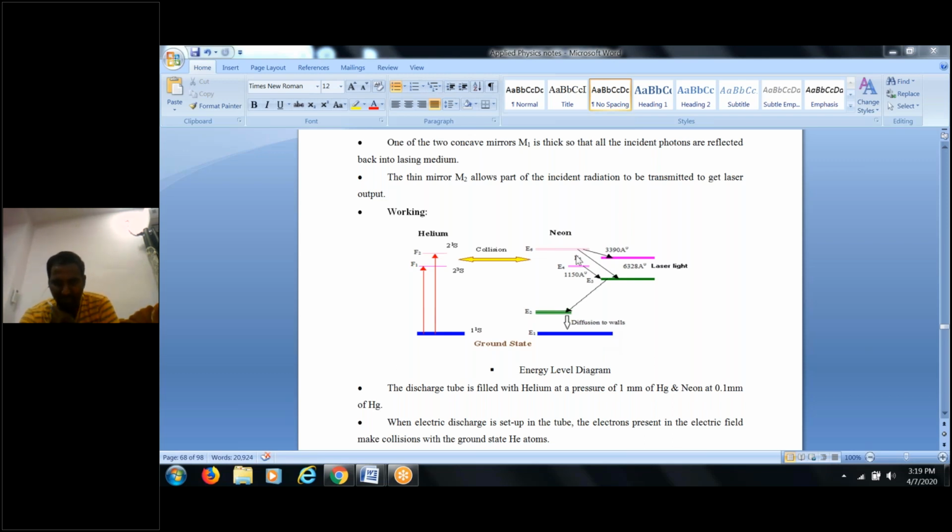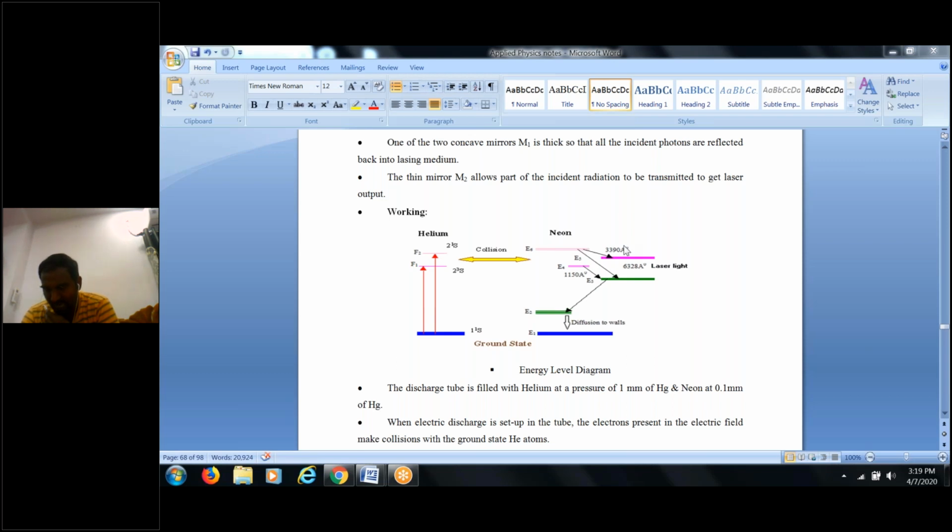Right? So what happens? Once the neon atoms are present at higher energy level, the helium atoms transfer their energy to the neon atoms, and stimulated emission starts. As a result, we get different wavelengths, but observe 6328 angstrom units is the actual wavelength. We have some other wavelengths, 1150 and 3390. But is laser light a visible light or not? We can observe laser light. We can see the laser light, right? Therefore, it must be present in the visible range.